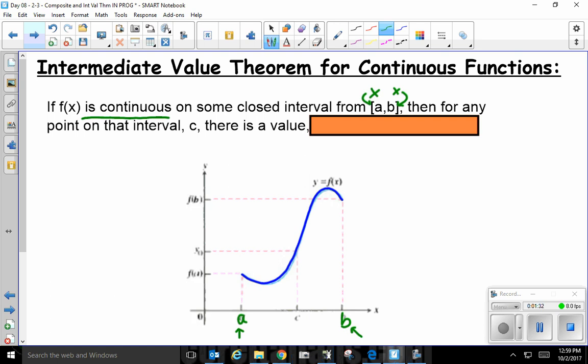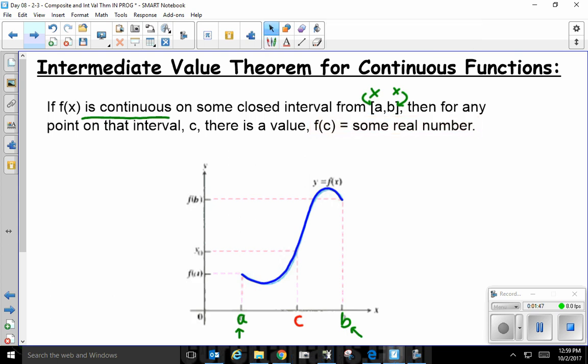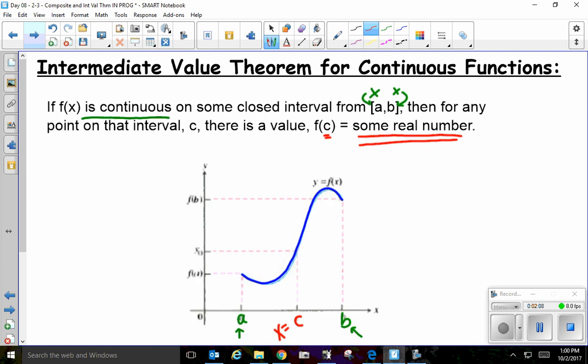So, if f is continuous from A to B, which it is, then for any point C, there is a value for that function, f of C. If you take that value of x that we call C here, this is where x would equal C, and we put it into our function, we're going to get some real number. It can't be undefined. How can it be undefined if it's continuous? That means there's a point at every spot in x. So if I pick any of those x values, you're going to get a point with the corresponding y. There's no pole here. There's no asymptote here.